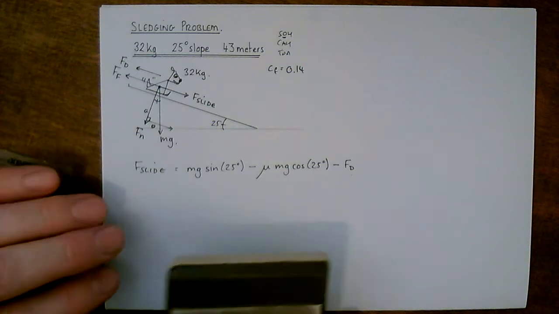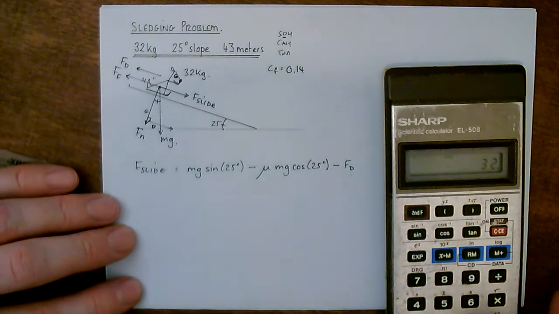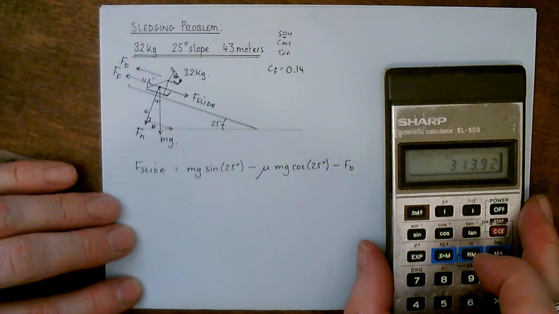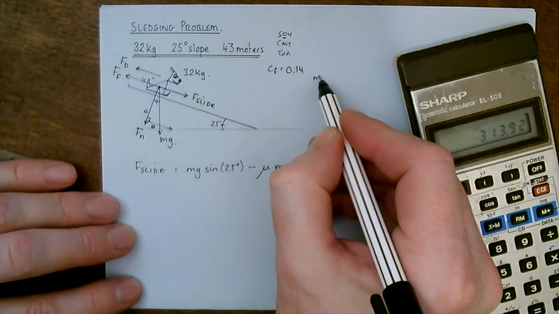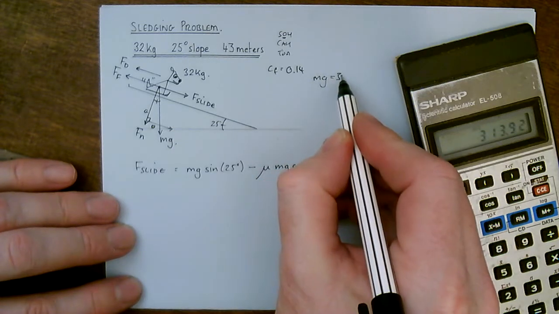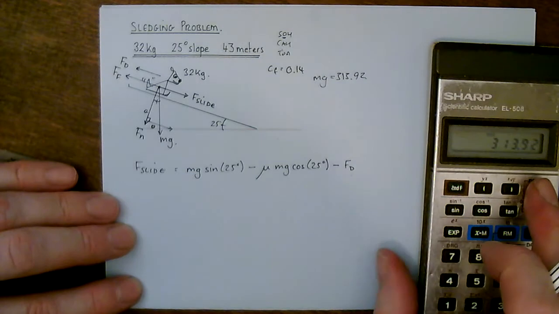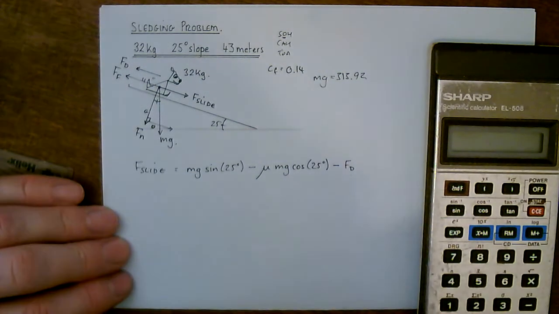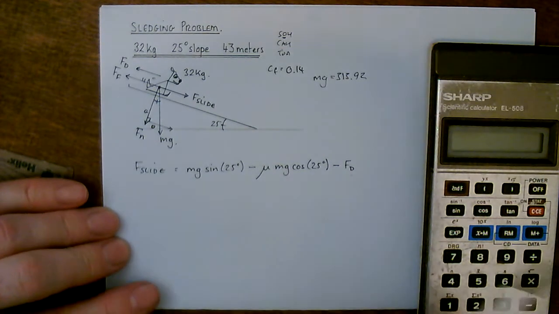So let's put a calculator in. We've got a mass of 32 kilograms times 9.81 for gravity. It's going to be 313.92. I'm going to make a little note of that because it's handy later on. So mg is 313.92. We won't start doing any rounding up yet, we'll do that near the end, because the sooner you round up, the more additional errors you can bring into your working out as you go along.